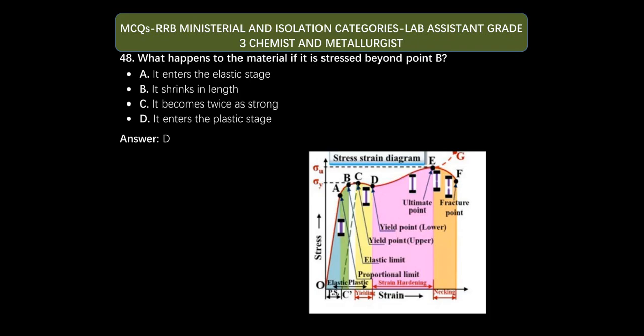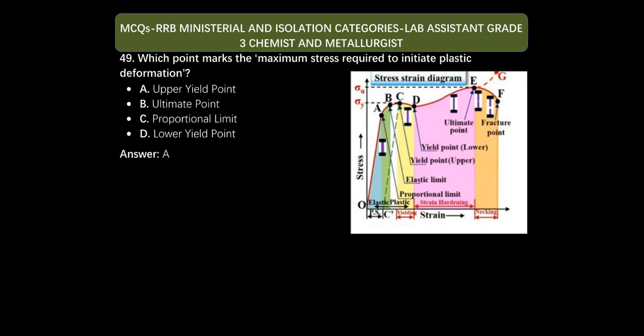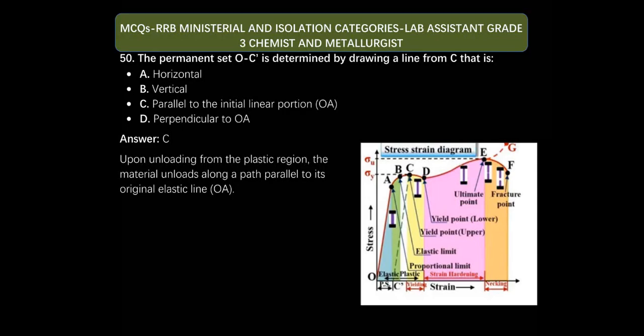What happens to the material if it is stressed beyond point B? Option D, it enters the plastic stage. Which point marks the maximum stress required to initiate plastic deformation? Option A, upper yield point. The permanent set O to C is determined by drawing a line from C, that is option C, parallel to the initial linear portion OA. Upon unloading from the plastic region, the material unloads along a path parallel to its original elastic line OA.